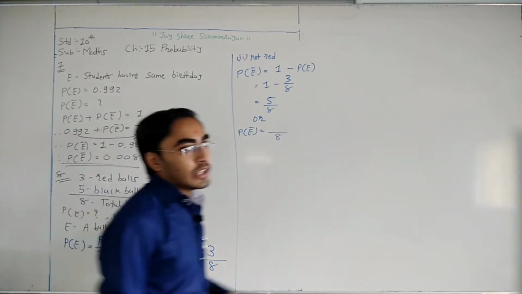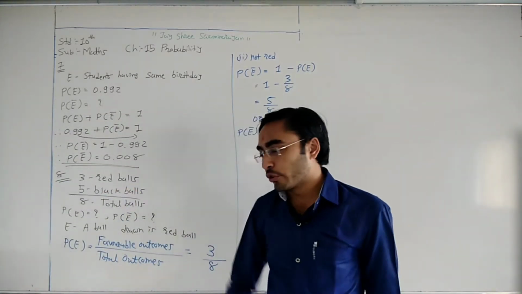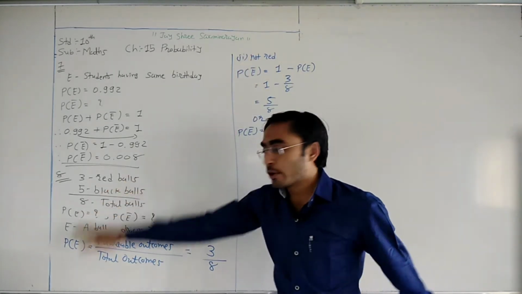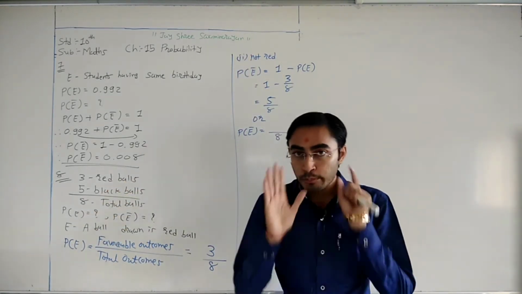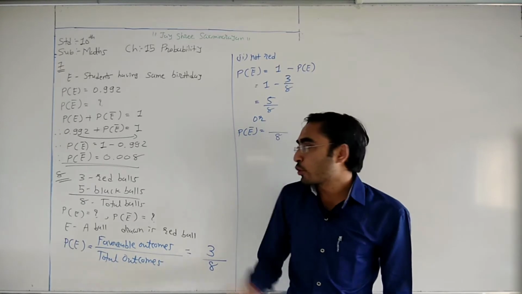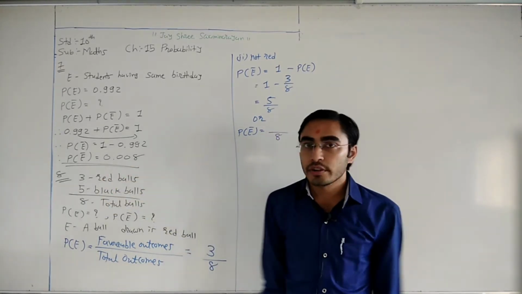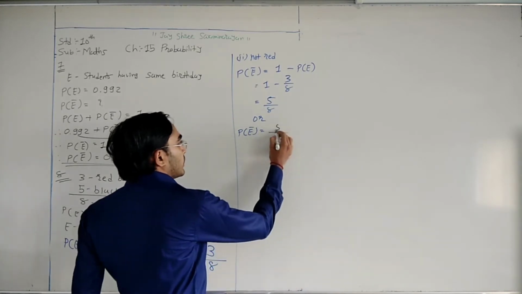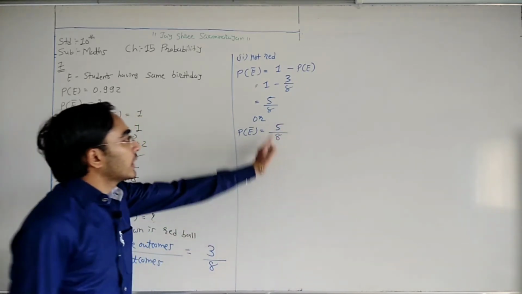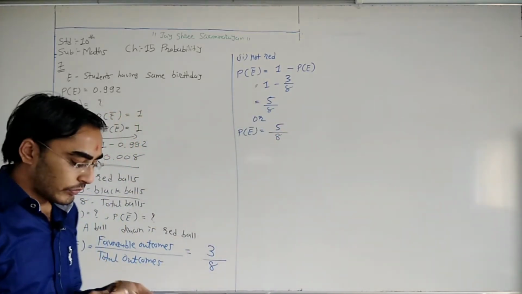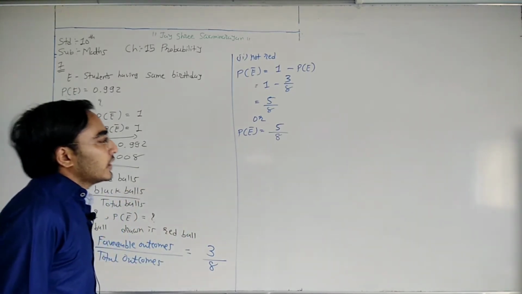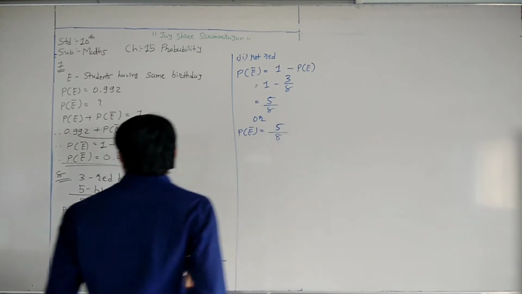Alternately, we need to find the probability for black balls. Probability of not red and probability of black balls both are same, because not red means black ball. So how many black balls we have? 5. So directly just put the favorable outcomes 5. So you will get the answer 5 by 8. So you can use both ways.